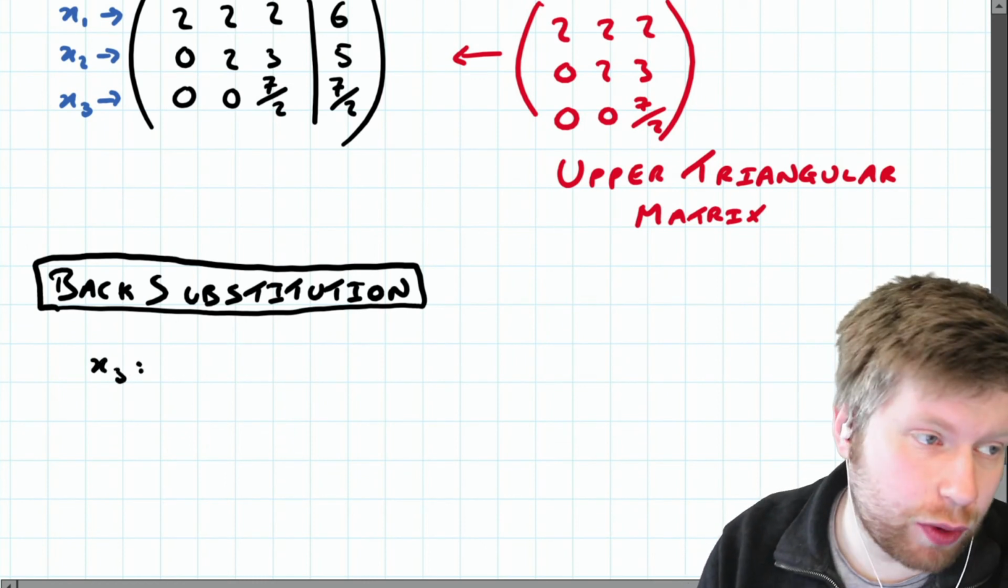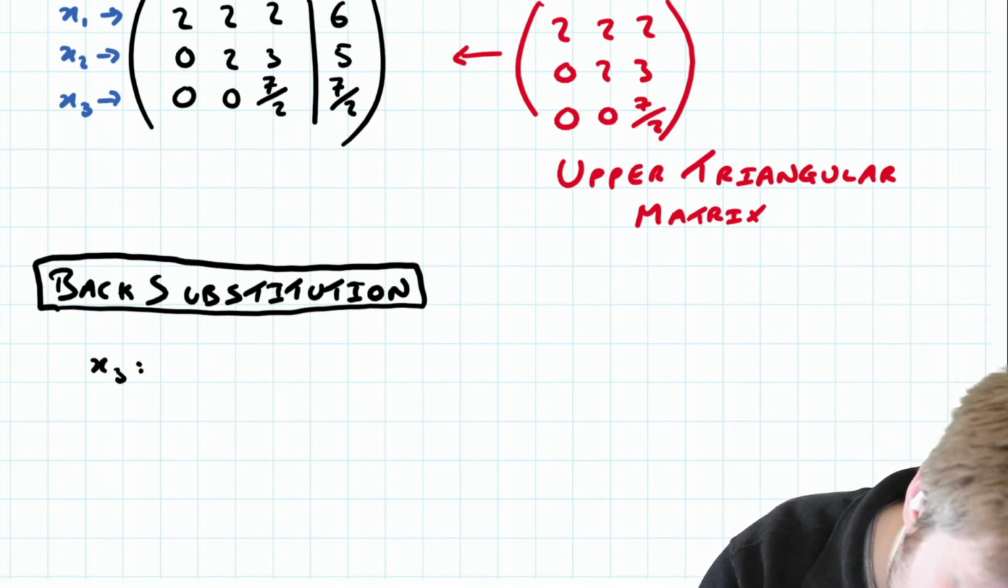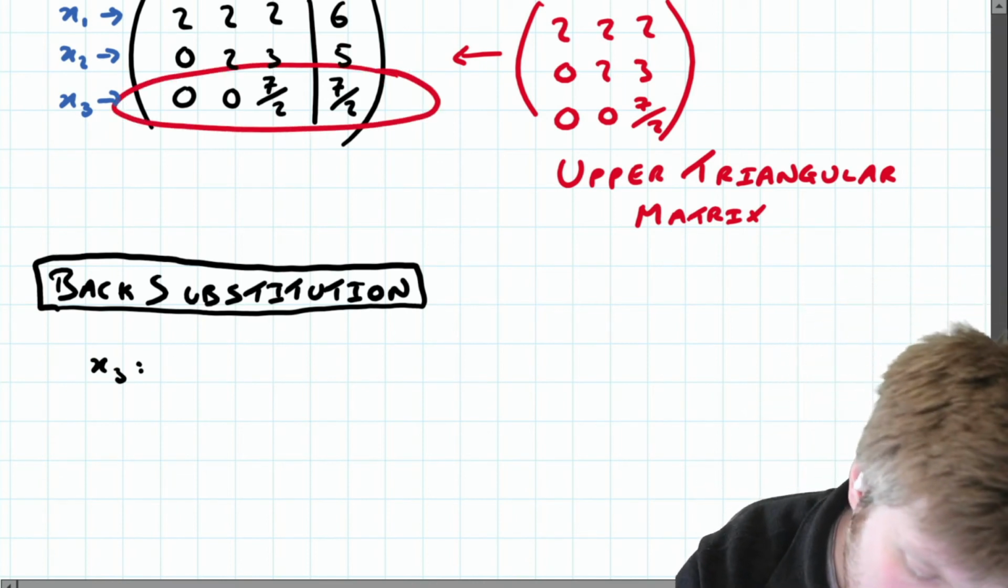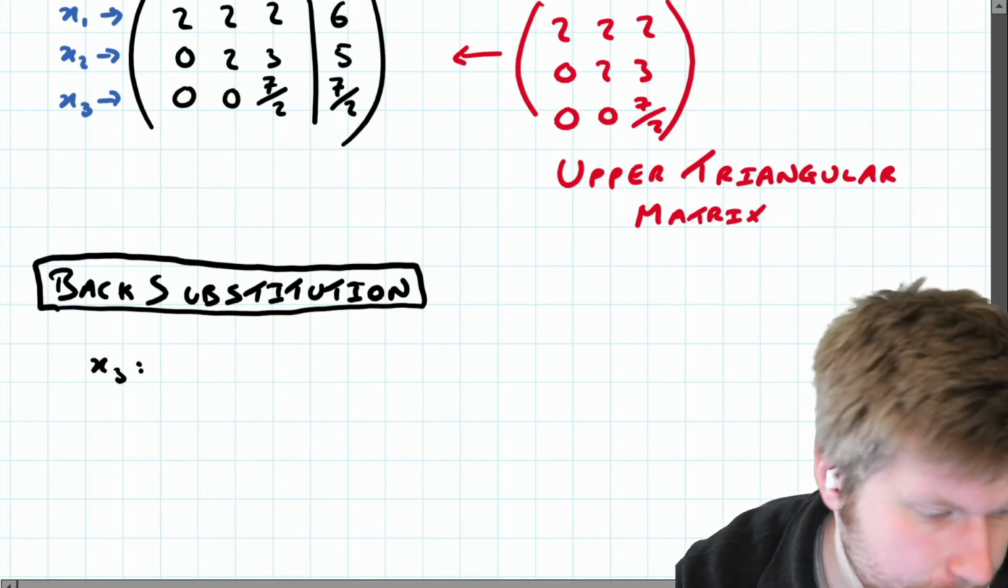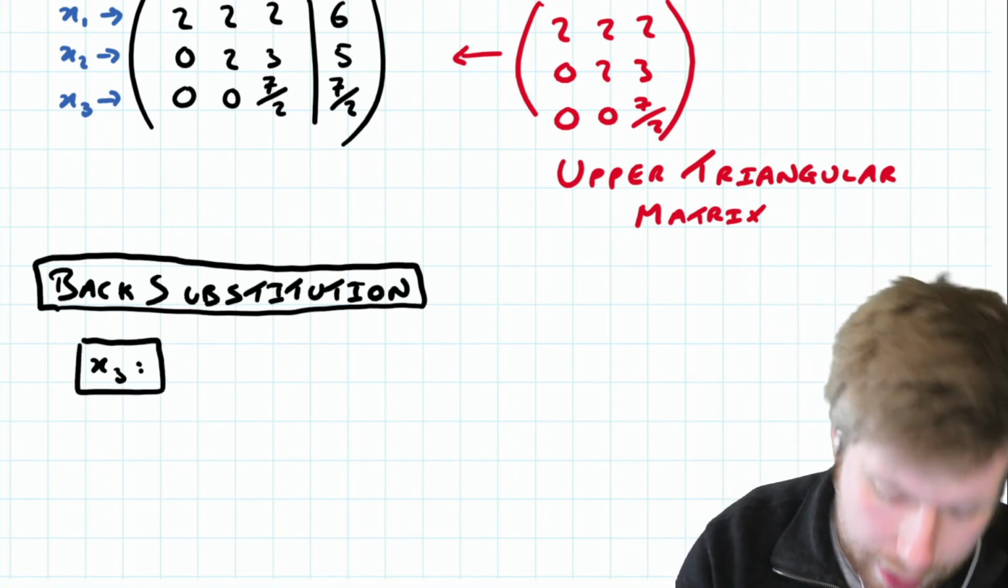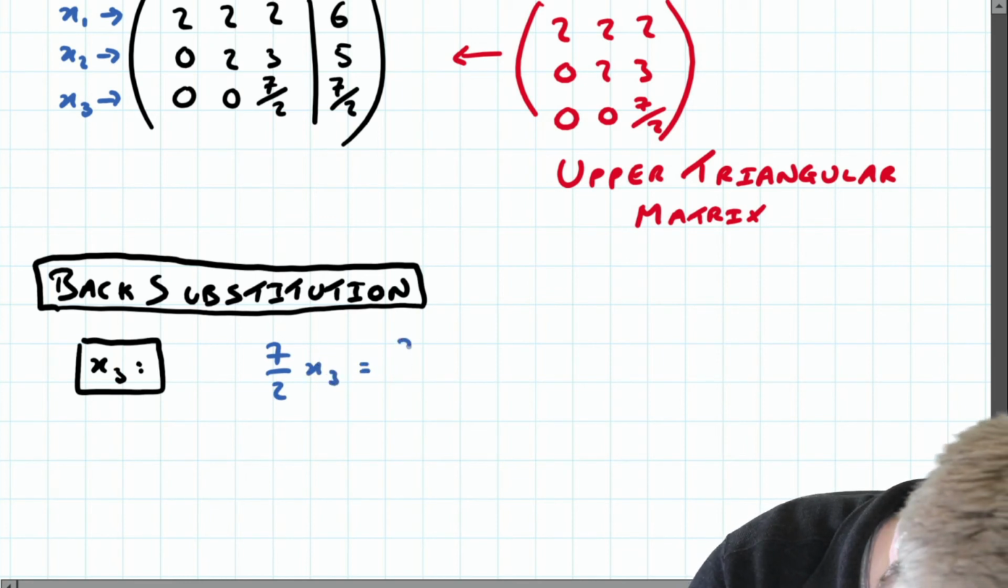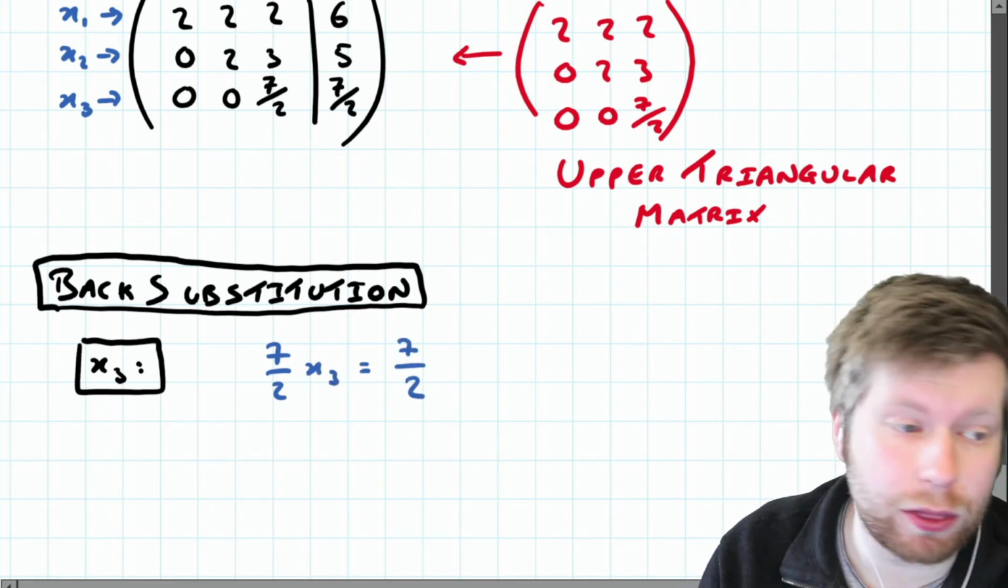So I know that x3 should basically be found using the final equation here. So in other words, when I multiply out my matrix representation, I should end up with 7/2 times x3 being equal to 7/2. Hopefully you can realize where I'm getting those numbers from.